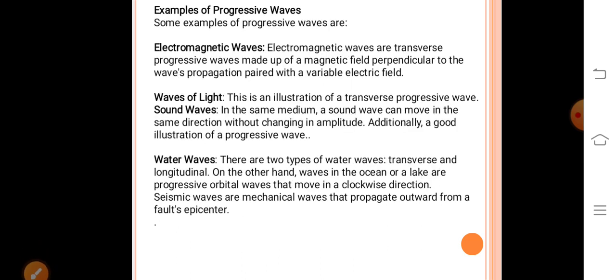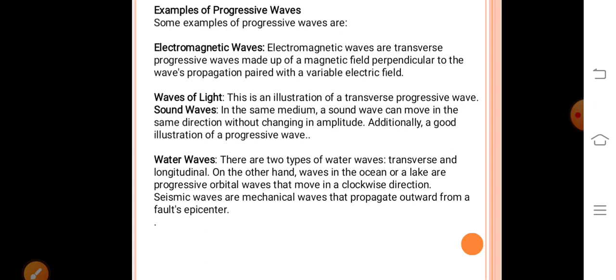Here are some examples of progressive waves, like electromagnetic waves. The electromagnetic waves are progressive waves made up of a magnetic field perpendicular to the wave's propagation paired with the variable electric fields. The wave of light is also an example of progressive waves. Sound waves can move in the same direction without changing in amplitude, so it is additionally a good illustration of progressive waves.